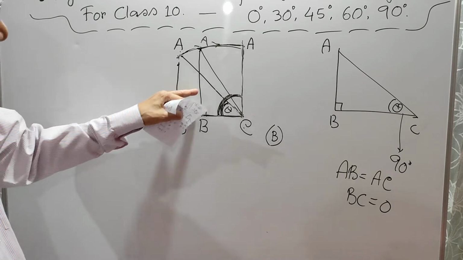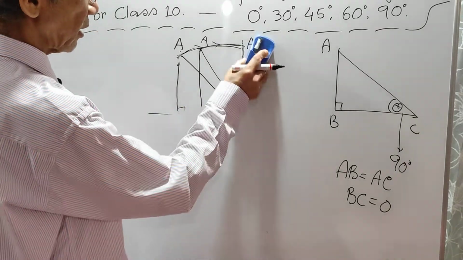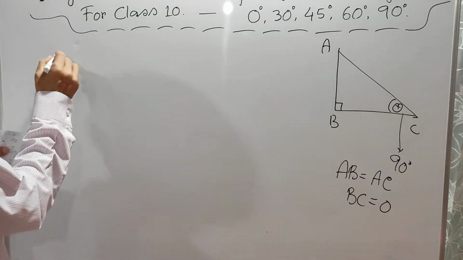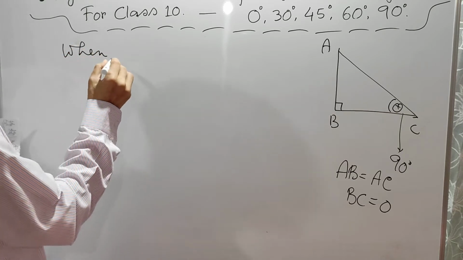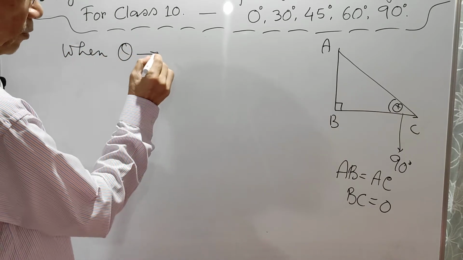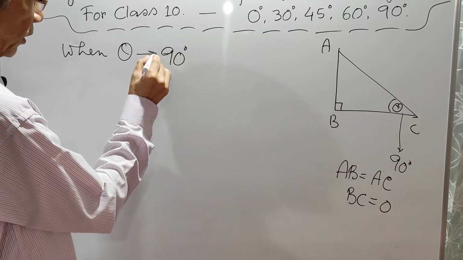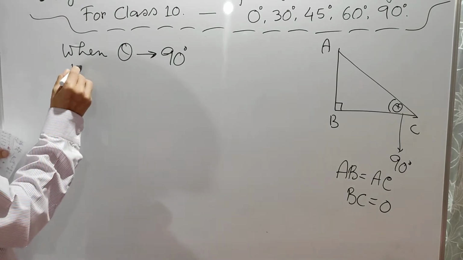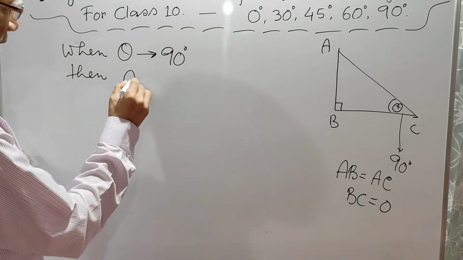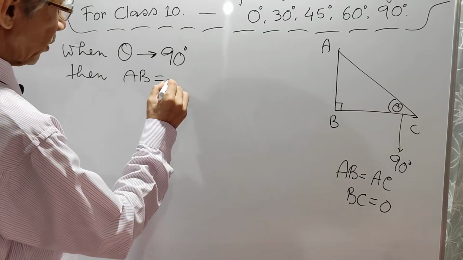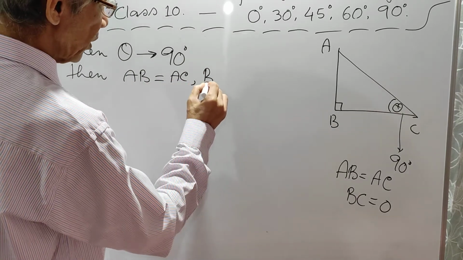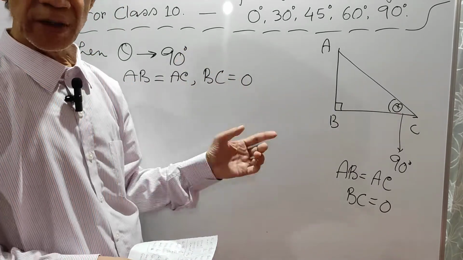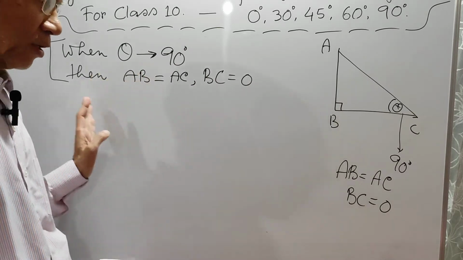All right, now all these things you don't have to explain in the exam. Simply you will write this: when theta has become 90 degrees. Why am I putting an arrow? Slowly theta has increased to 90 degrees. Then AB has become equal to AC and BC has become 0. So this part you will write. That explanation and drawing part you do not need to do. Simply write this one, then go on.